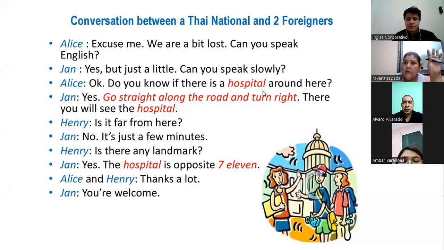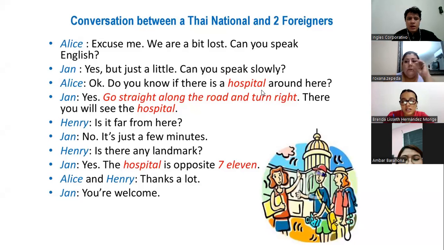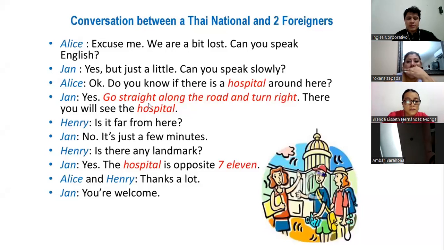Far is lejos, ¿verdad? Exactly, far is lejos. Is it far from here? ¿Está lejos de aquí? Okay, like this. Slowly, teacher. Slowly es lentamente. Can you speak slowly? ¿Puedes hablar lentamente? Okay. Straight. Okay, go straight significa como ir adelante, okay? Ir recto, right? Go straight. Ir derecho, en dirección. Exacto, ir derecho, perfect.